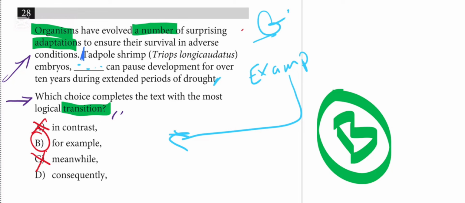And finally D is also not correct because consequently tells us that there is a cause and effect relationship between the two ideas, or that the idea presented in the second sentence resulted from the idea presented in the first sentence, which is not the case in here. So B is the correct answer choice for this question.